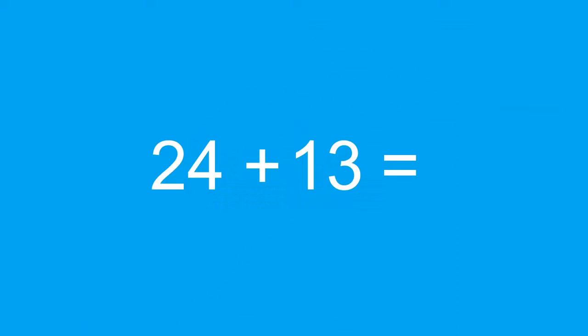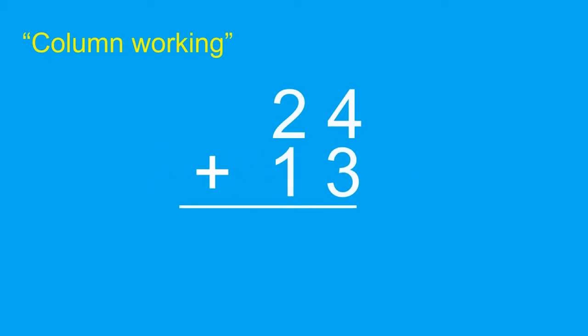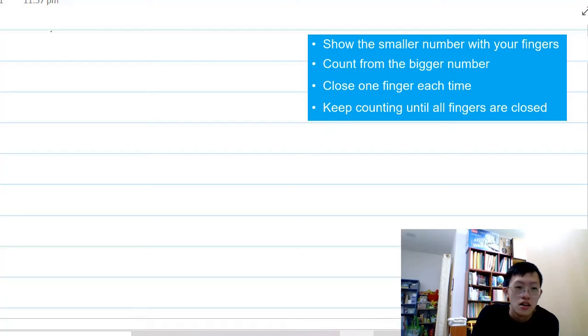Now we have to add larger numbers. Look at this question. 24 plus 13. We can't put 13 or 24 in our hands, so we need to use column working. This is column working. Let's see how to do this.